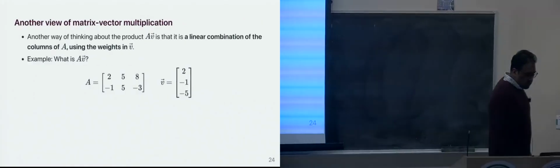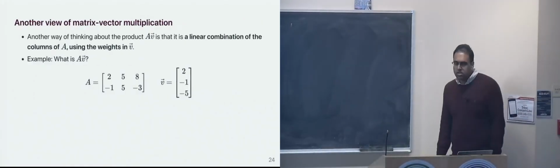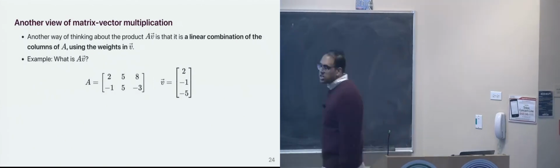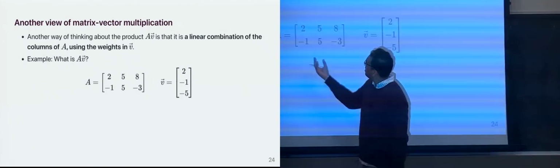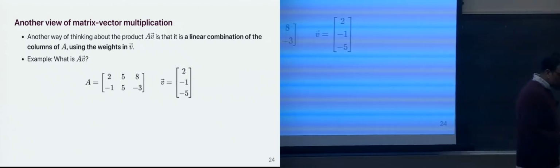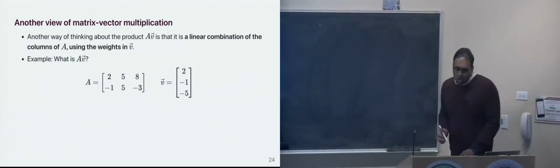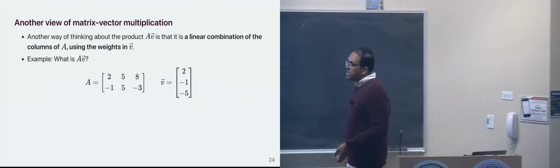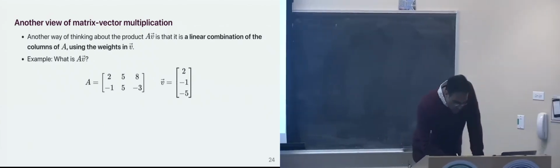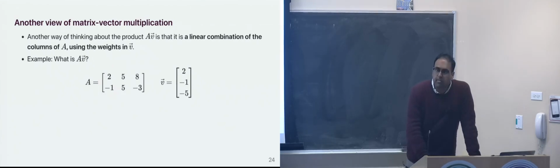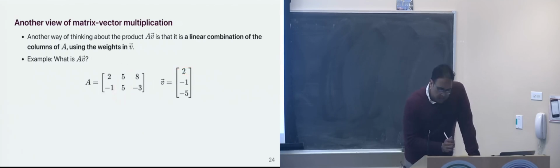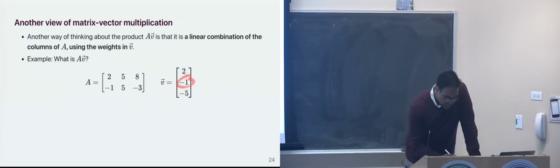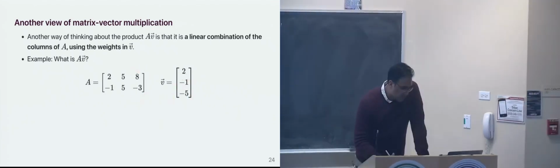Another perspective that we can take on matrix vector multiplication is that it's a linear combination of the columns in A using the weights in the V vector. I'm sorry that the projector is all glitchy here. But here's what I mean. When I took those two dot products on the previous slide, these two numbers were always multiplied by the same number. What was it? 2, right? These two numbers were always multiplied by the same number. Which was it? Negative 1. And these two were always multiplied by negative 5.